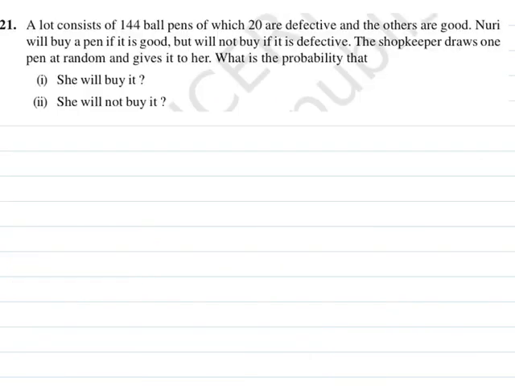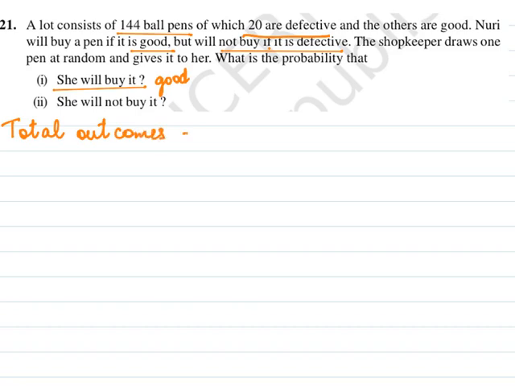A lot consists of 144 ball pens, of which 20 are defective. So there are 20 defective and others are good. Nuri will buy a pen if it is good, but will not buy if it is defective. The shopkeeper draws one pen at random and gives it to her. What is the probability she will buy it? Now remember, she will buy it if the pen is good.